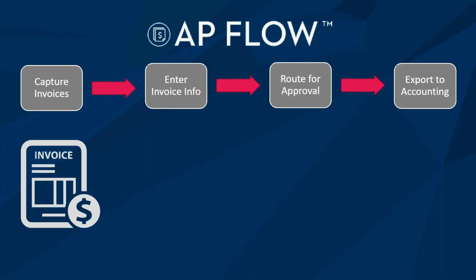And per the normal AP Flow process, it might actually start one step before you capture the invoice. If your company is issuing purchase orders out of Sage or perhaps subcontracts, you might actually issue that PO first. And then after some time, the invoice will then come in.